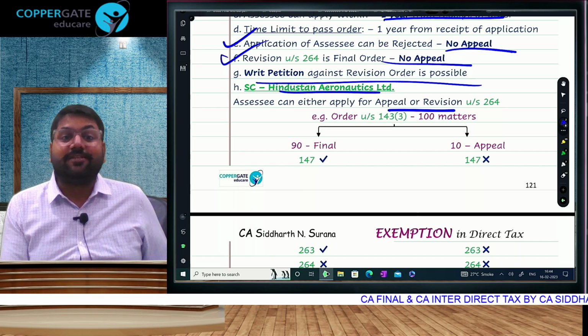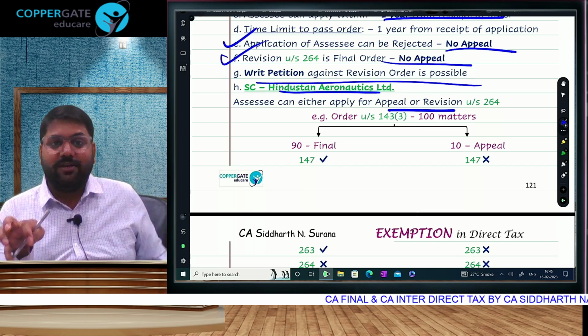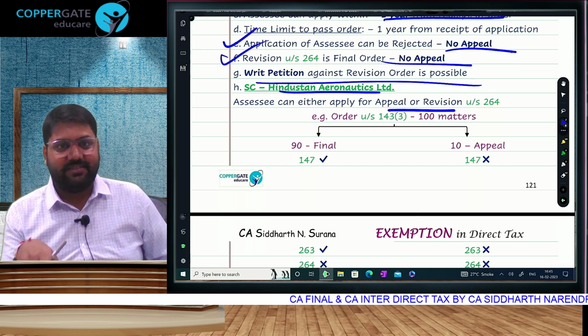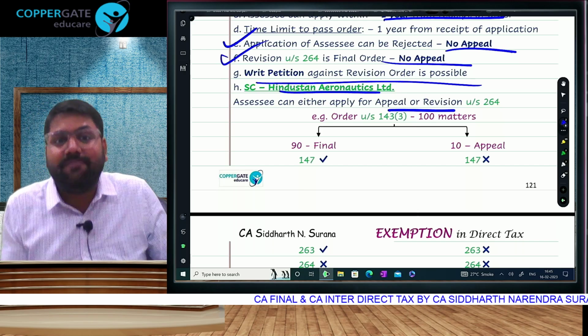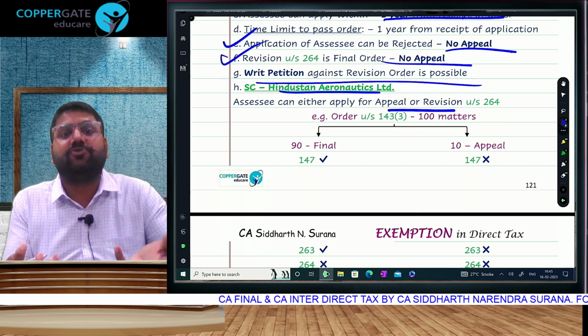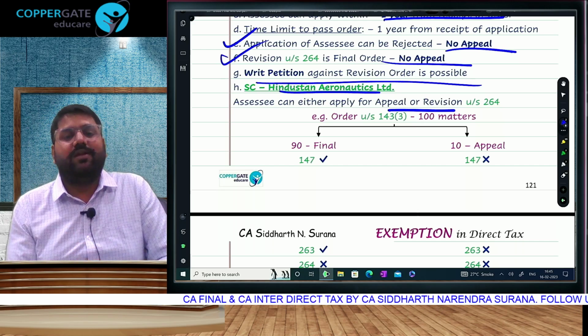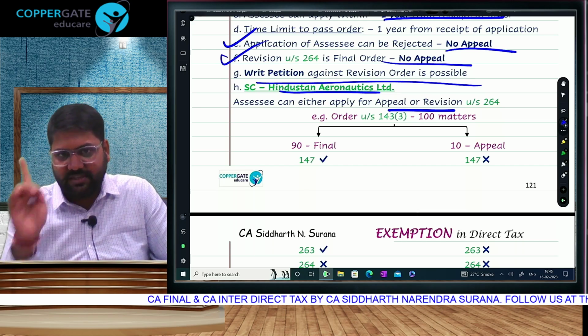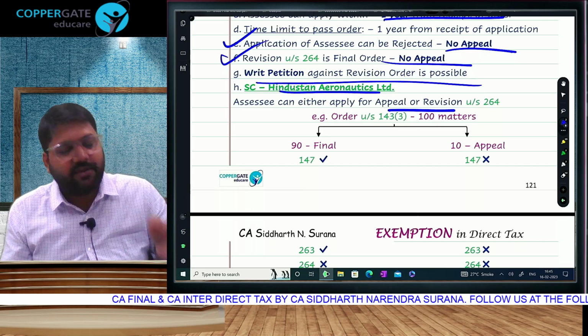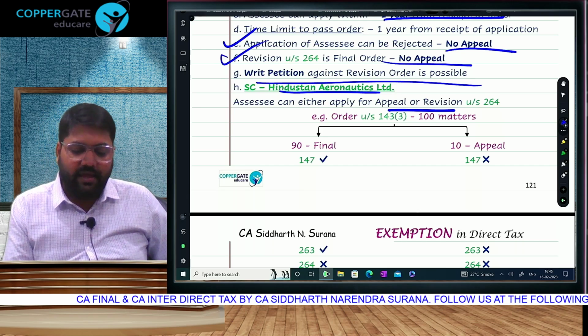See, 263 is possible. One matter you go in appeal, other matter CIT does 263. But here both mechanisms are with the assessee, CIT appeals or 264. You can choose only one of them. If you choose CIT appeals for any one matter, then you can't go to 264 for any other matter.